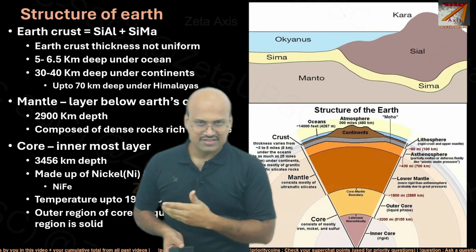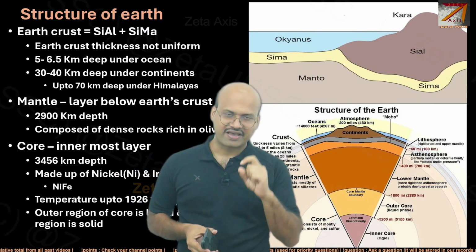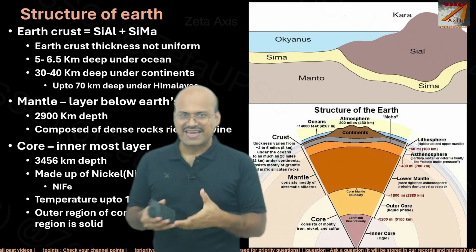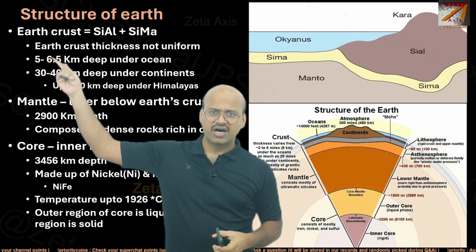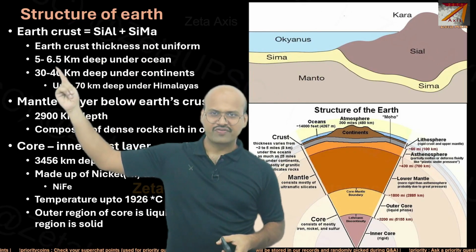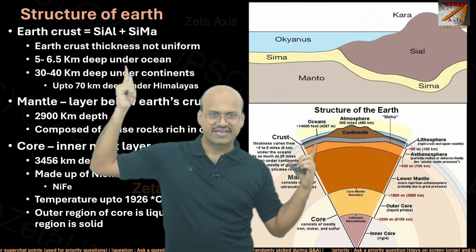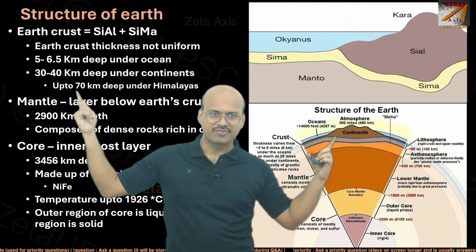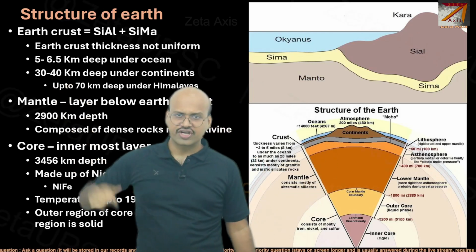We have already seen that the oceanic crust is sima or basaltic in nature, it is heavier. The continental crust is lighter, it is made of sial, it is thicker. Now, the earth's crust thickness is not uniform, 5 to 6.5 km deep under the ocean. So we can see that under the oceans, the crust is very thin. But when it comes to continents, we can see that it is very thick. The average is 30 to 40 km.